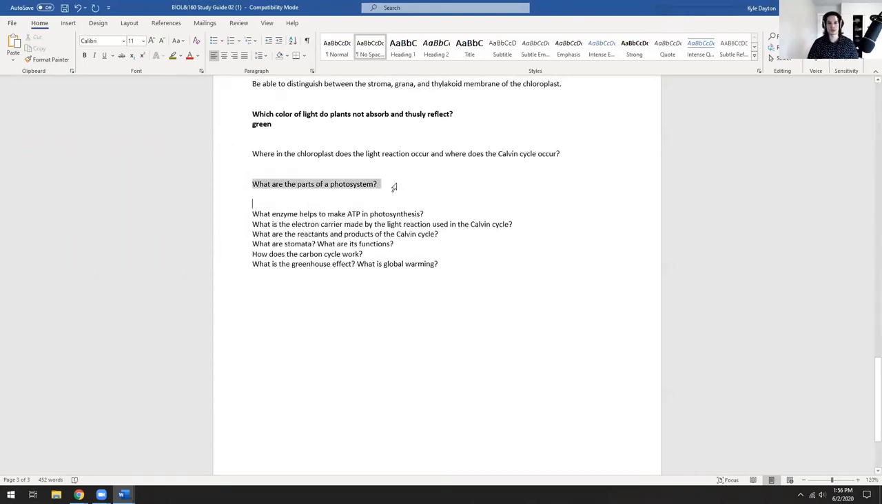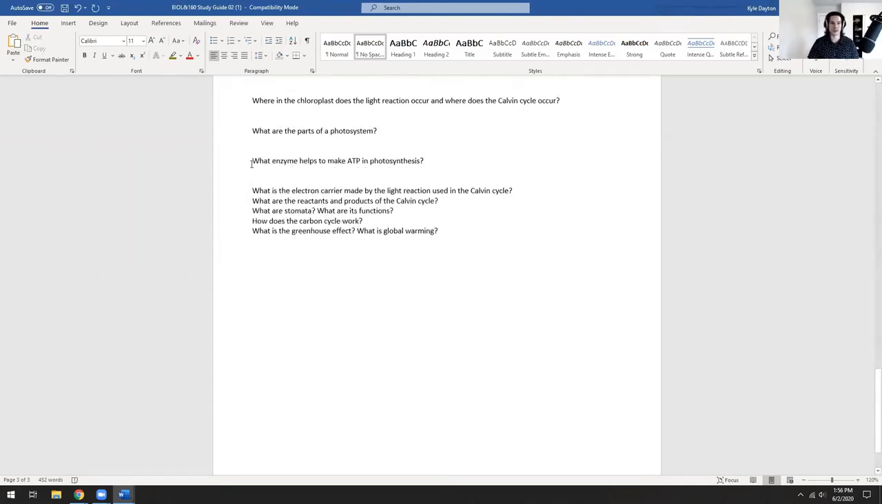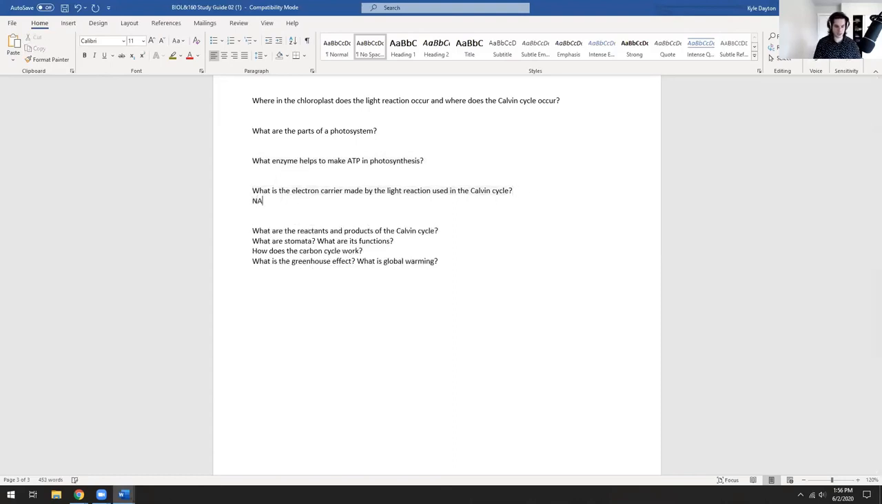What are the parts of the photosystem? Not going to ask that. What enzyme helps make ATP in photosynthesis? It's going to be the same one that we use in cell respiration, and that is ATP synthase. What is the electron carrier made by the light reaction in photosynthesis? NADPH. This kind of comes in handy because I ask a question where you see a few molecules, and you say, oh, this one looks a little bit unfamiliar, but these two look familiar. But they're actually all familiar because they're all electron carriers.